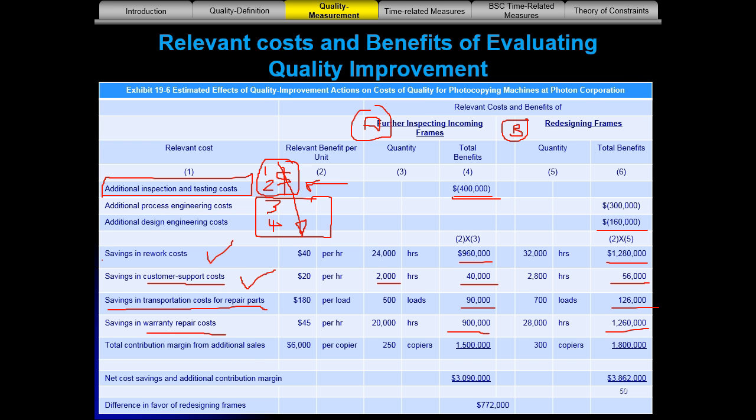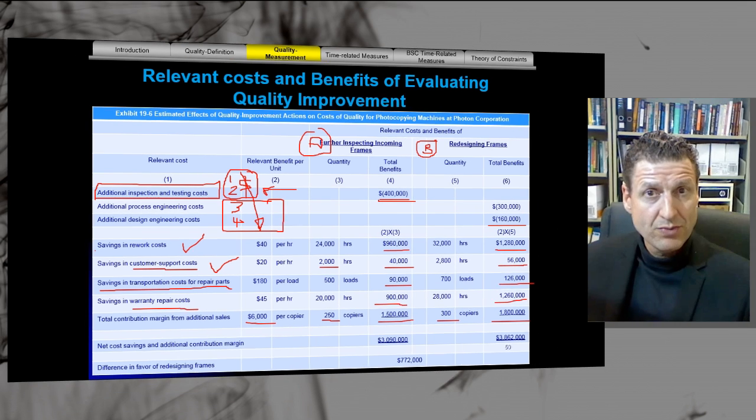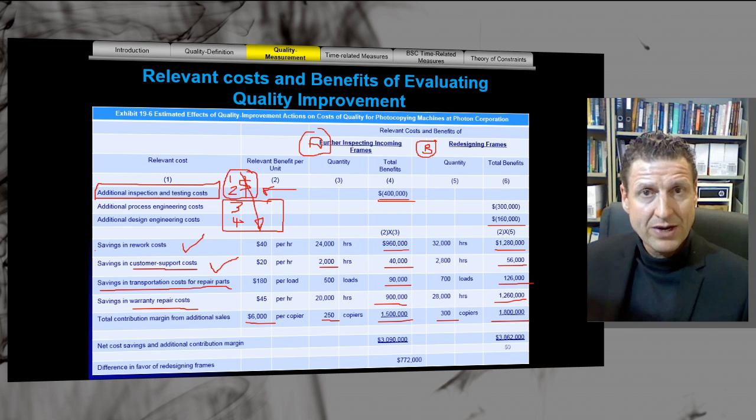So the total contribution margin from the additional sales is basically the $1.5 million here and $1.8 million here. What does that mean? You're getting $6,000 per copier and 250 copiers you're able to sell more. Here you're able to sell 300 more copiers if you have redesigned frames.